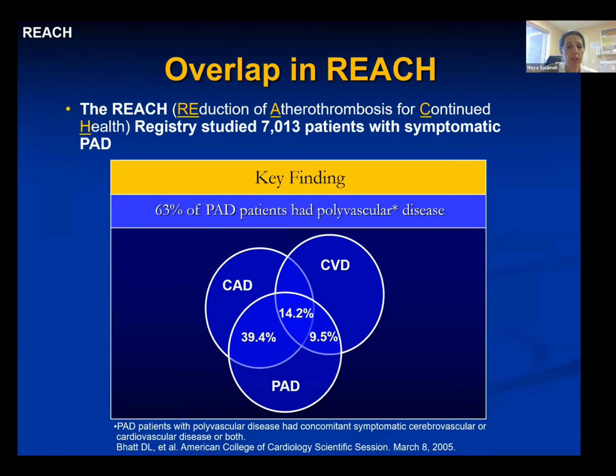It's important to remember that the atherosclerotic pathophysiology that underlies PAD doesn't occur in a vacuum. PAD is part of a systemic disease process that can affect multiple vascular territories, notably coronary arteries and cerebral arteries. This was shown in this overlap in the REACH registry. This was a very large international registry, over 70,000 patients in 44 different countries, including over 7,000 patients with symptomatic PAD. What they showed was that 63% of PAD patients had symptomatic disease in at least one of their vascular beds. So it's symptomatic CAD with recent MI or symptomatic cerebrovascular disease with a stroke.